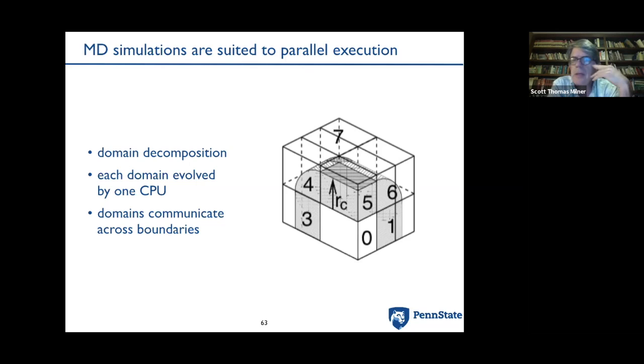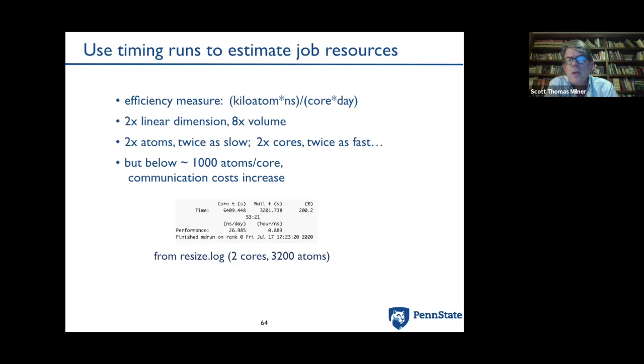So eventually, if you keep doing that, the region of space that each processor is handling doesn't really have enough particles in it, and they spend all their time talking to each other. So one of the things you do when you're trying to estimate how well your job is going to run is timing studies. You can run a small job on a few cores to find out how a bigger job on more cores will run. And the scaling is more or less linear.